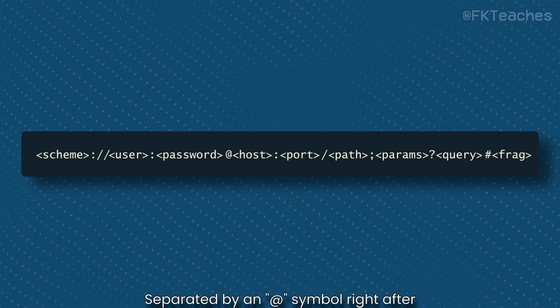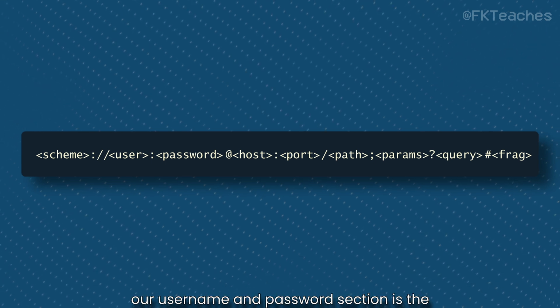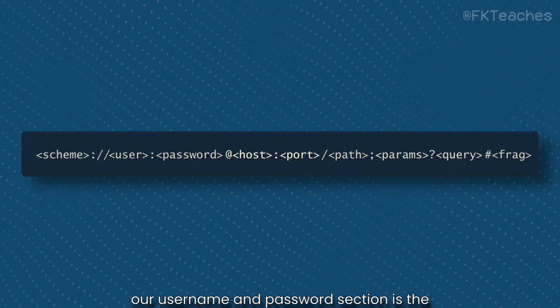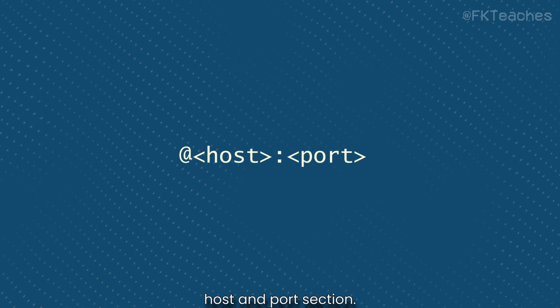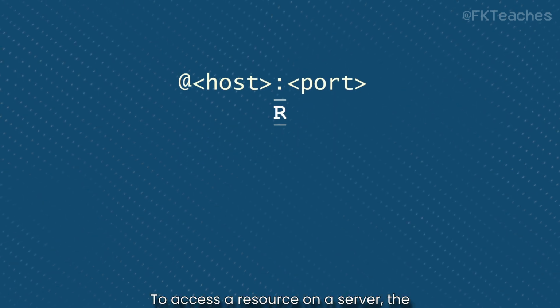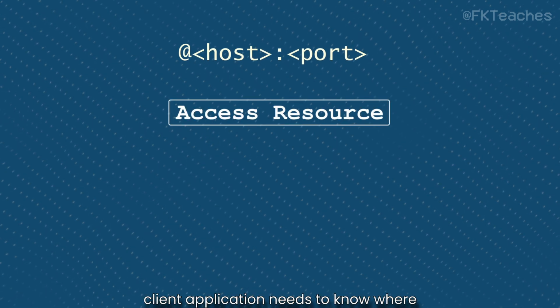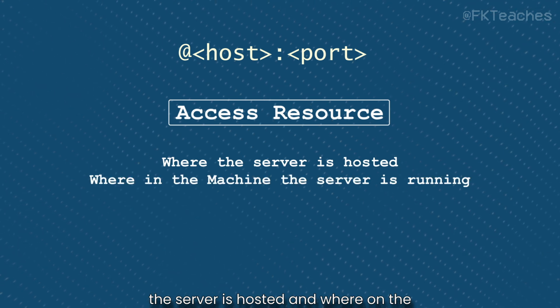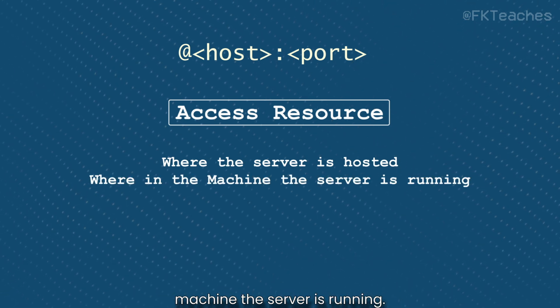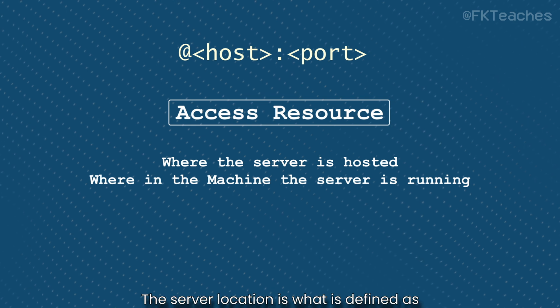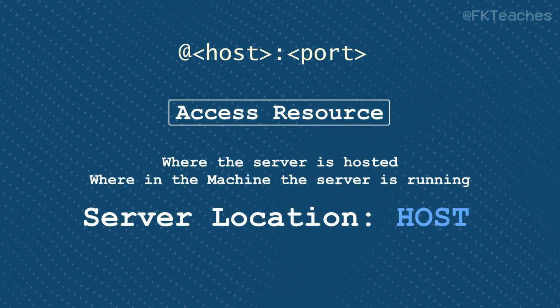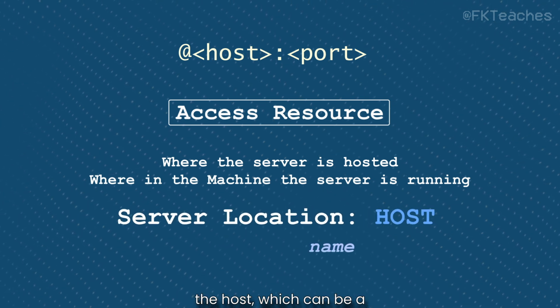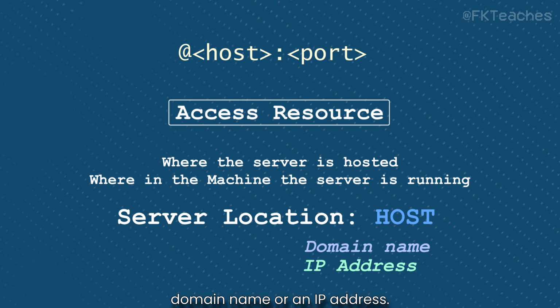Separated by an @ symbol right after our username and password section is the host and port section. To access a resource on a server, the client application needs to know where the server is hosted and where on the machine the server is running. The server location is what is defined as the host, which can be a domain name or an IP address.